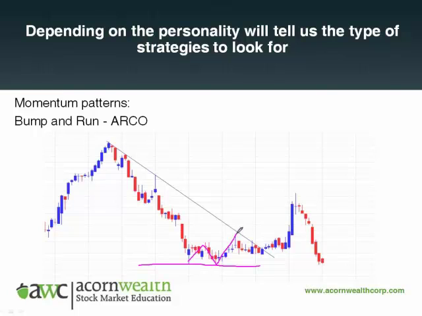And the second entry is once it breaks this resistance. So this is one of the keys with a bump and run formation. What you'll see is if you connect all these peaks, it runs this line straight into where resistance is. And as you can see here, the stock rallies up, hits that resistance, and then pulls back. Once it broke that line, this was your momentum trader's entry. So two types of trades here, actually, in fact, guys and girls. There's your first entry. And there is your second entry.